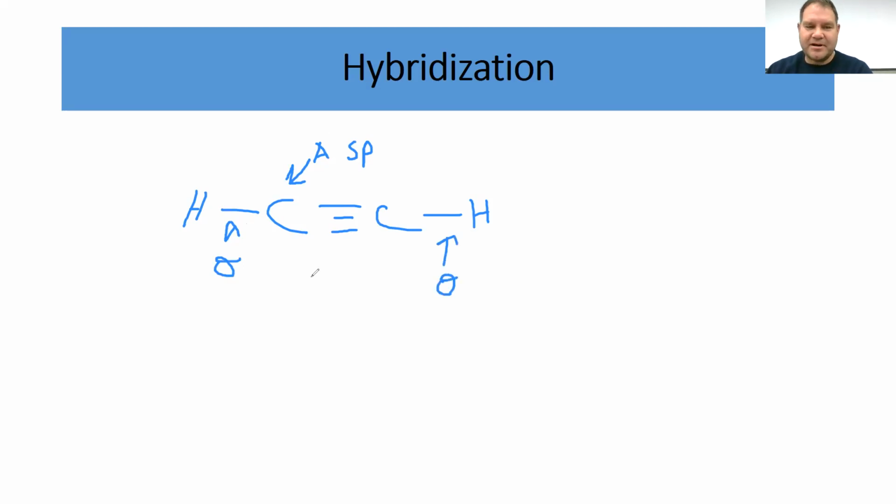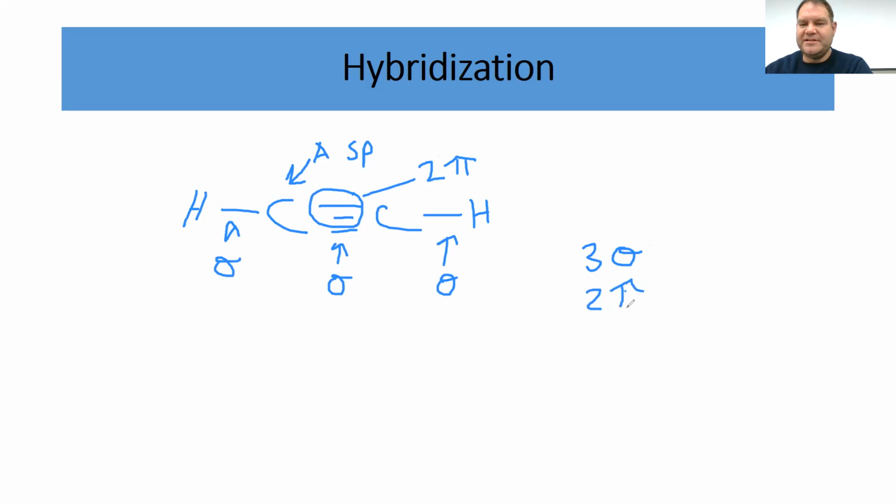So far, 2 sigma bonds. And then in our triple bond, we have a sigma bond. So we have another sigma bond, right? And then with our triple bond, we have sigma, pi, and pi. So right here with these two, we have our 2 pi bonds. So we would say that overall this molecule has 3 sigma bonds and 2 pi bonds.